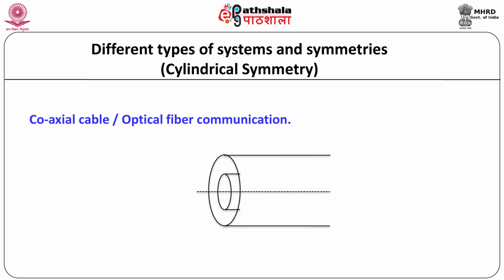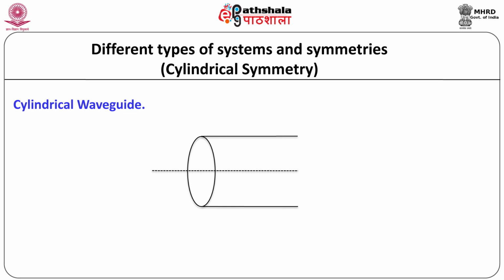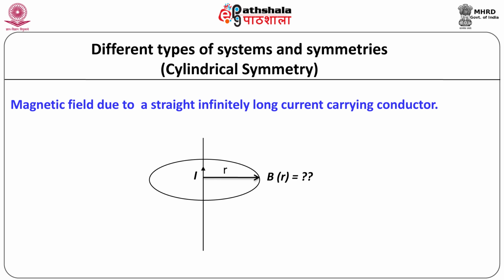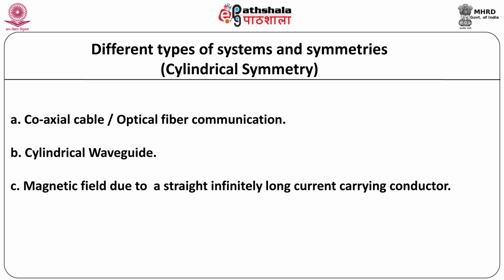Another type of symmetry is the cylindrical symmetry. A coaxial cable used for transmitting electrical signals is a well-known example of it. Cylindrical waveguides used for transmission of high-power electromagnetic waves are another famous example having cylindrical symmetry. The problem of determination of magnetic field due to a straight, infinitely long current carrying conductor is familiar to us. It also involves cylindrical symmetry. Can you think of some more examples?